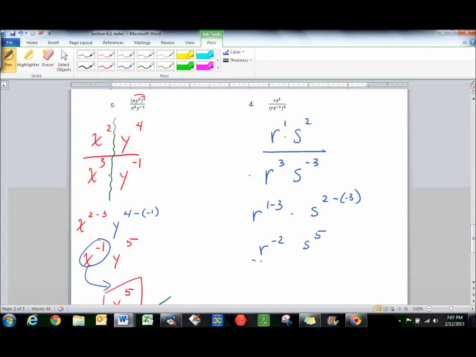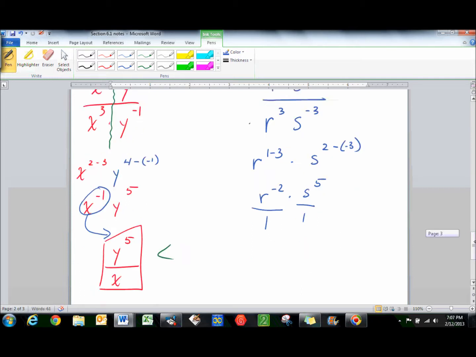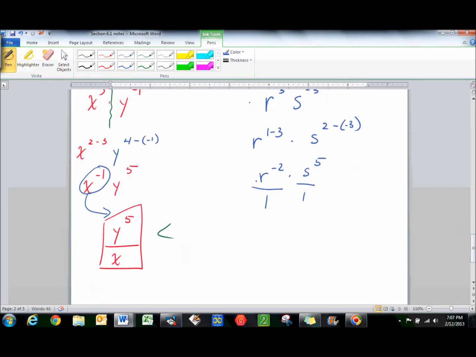And, of course, this is understood to be over 1. The negative exponent needs to flip or change places with its denominator to make it positive. And so my final answer is going to be s to the 5th over r to the 2nd, and that is the final simplified version.